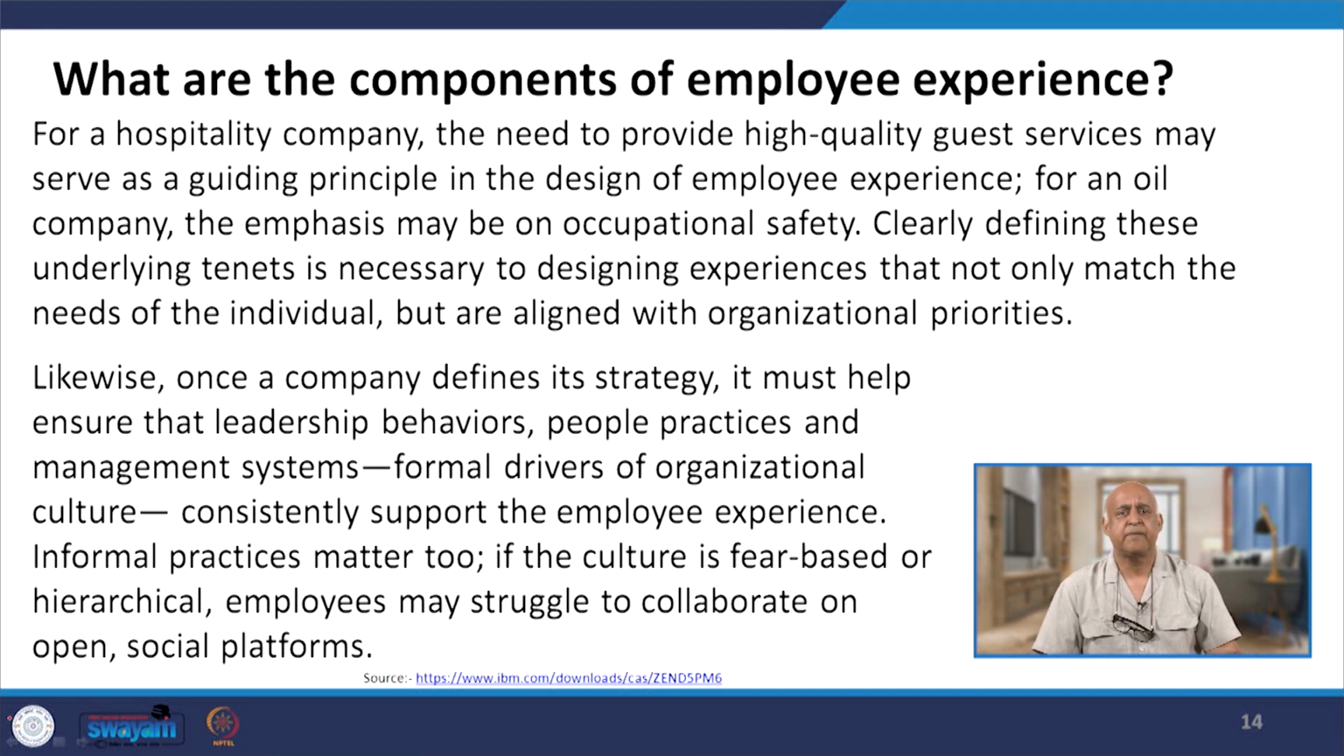For an oil company, the emphasis may be on occupational safety. Clearly defining these underlying tenets is necessary to design experiences that not only match the needs of the individual, but are aligned with the organizational priorities. Likewise, once a company defines the strategy, it must help ensure that the leadership behavior, people practices and the management systems, the formal drivers of the organizational culture, consistently support the employee experience.